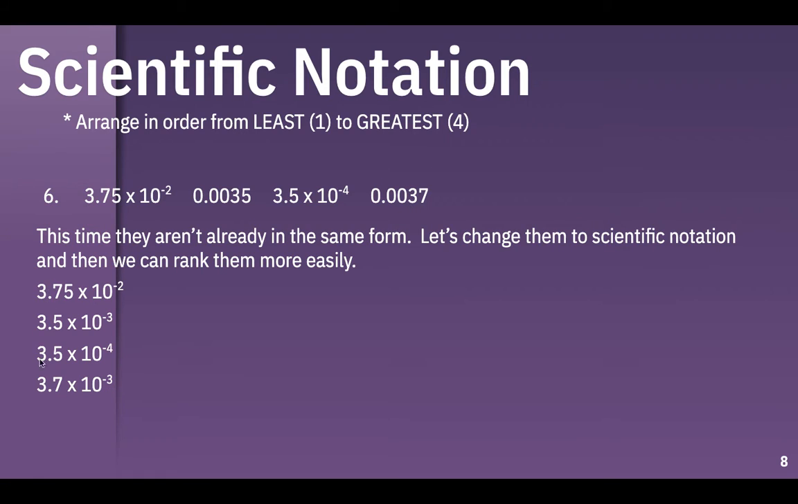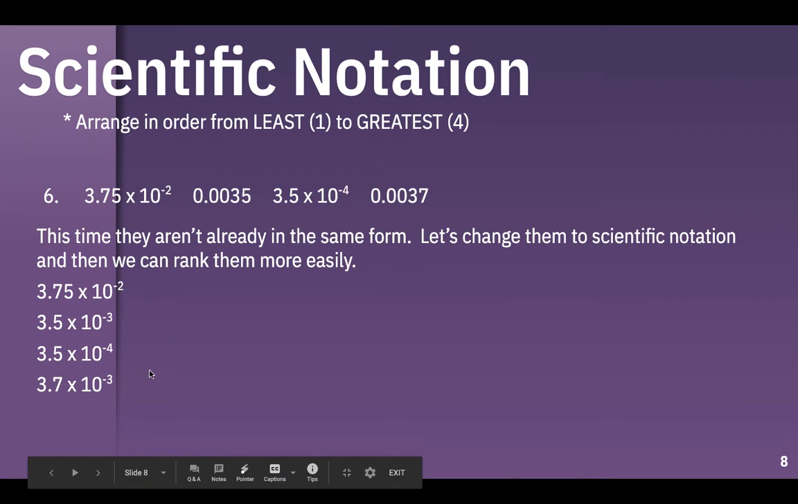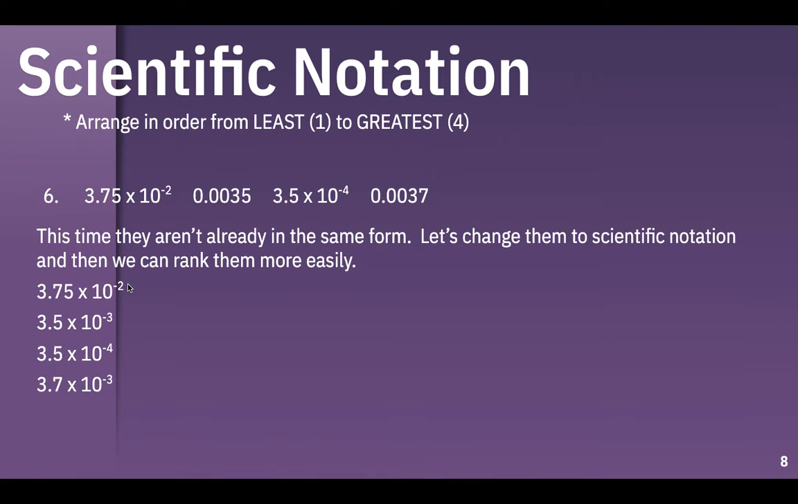Okay, so we all have them in scientific notation. Let's take a look at our exponents now. -2, -3, -4, -3. So we should be able to work with these a little bit. So when we're looking at our exponents, which ones are biggest, we can just look at our exponents and determine which one's biggest. So our exponent -2 is closest to 0. So that one's going to be our biggest. Our smallest is going to be the one that's furthest away from 0, which is -4.